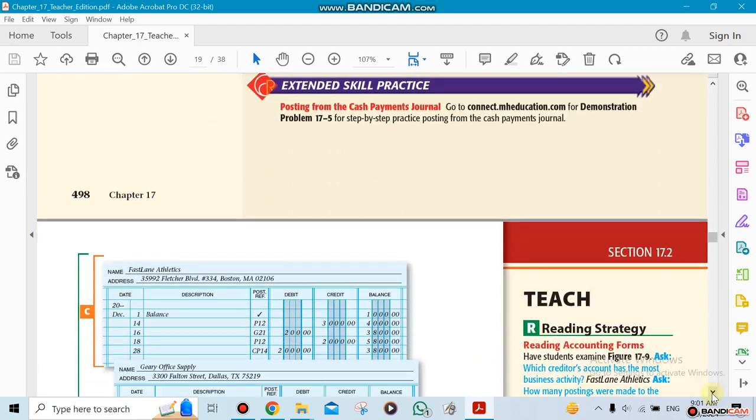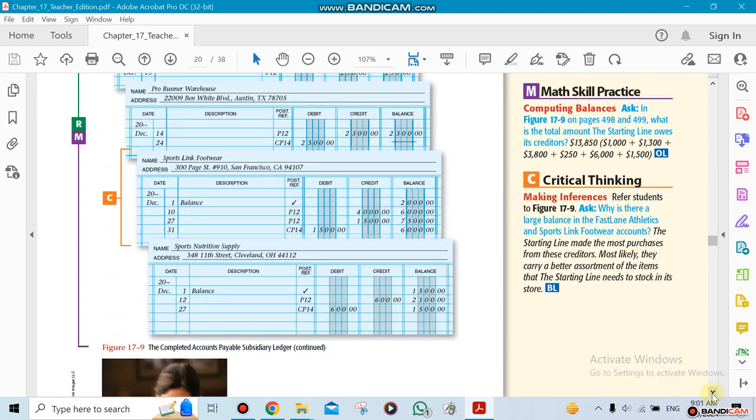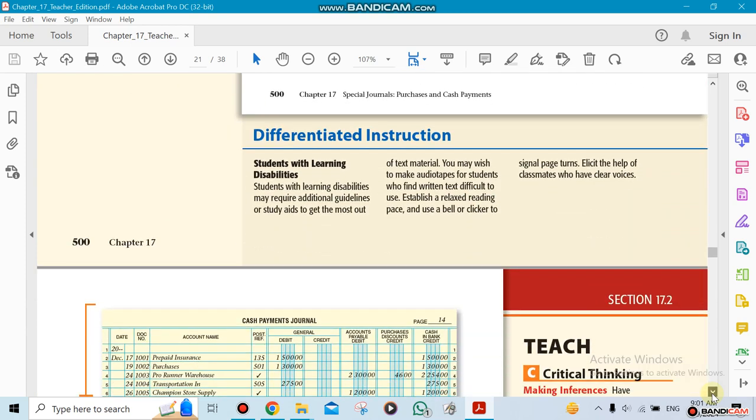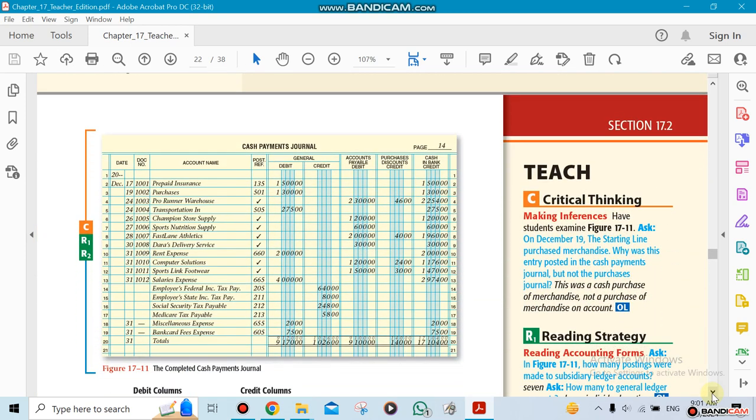This is the ledger. By the way, the ledger is an easy thing, because it does not change. It's always the same. Now this is the cash payment journal. Here it shows, for example, Pro Runner Warehouse. Look at the account payable debit. It's already been written for you. When you debit an account payable, that means you paid someone money. Somehow they gave us a discount, so we paid them cash less than what they asked, because they gave us a discount.